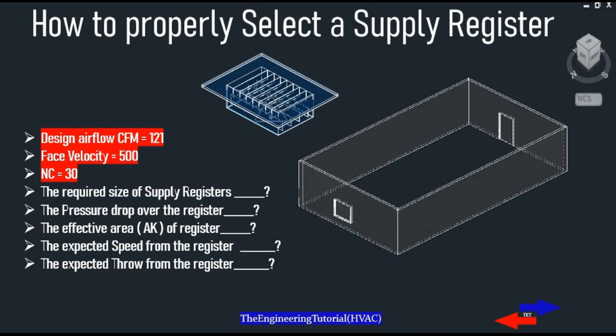Let's say we have a living space. Our design flow for the living space is 121 CFM with a face velocity of 500 FPM. At the NC level of 30, we want to know what the required size is and what the pressure drop over the register is, the effective area or Ak of the register, the expected throw from the register, and the expected spread from the register.